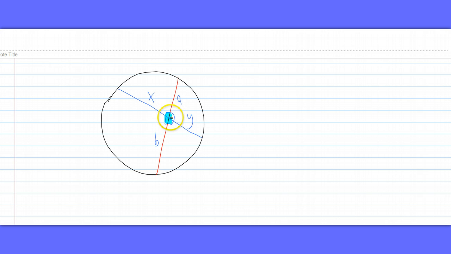All of the segments that are going to be in this equation have that intersection point as an endpoint. And as we look at that blue chord, we have lengths of x and y, which have that as an endpoint. And along the red chord, we have lengths of a and b that have that as an endpoint. And the equation then is going to be x times y is equal to the product of a and b.